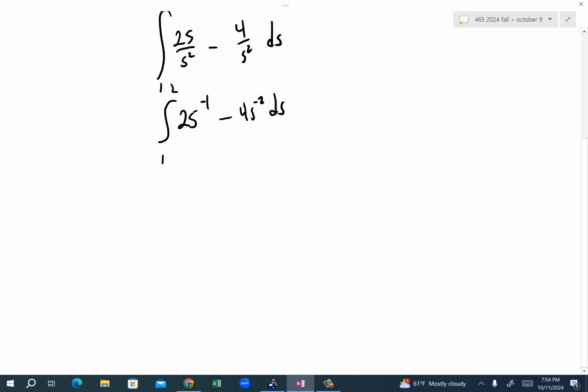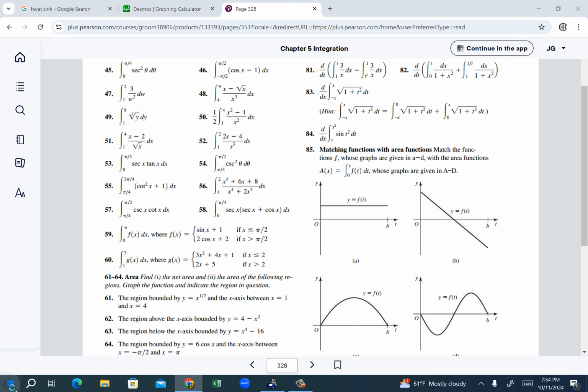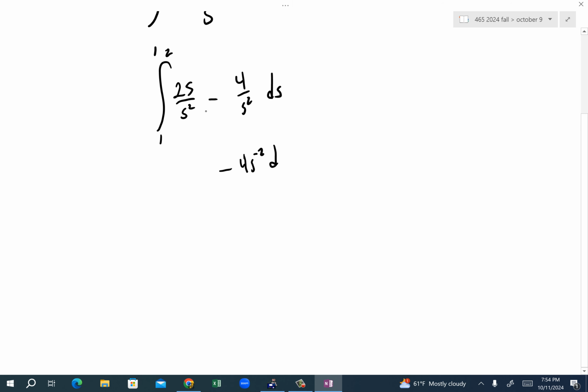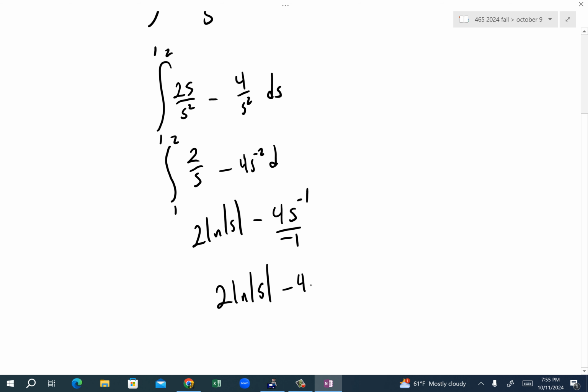So technically I should probably just leave this as 2 over s. That's an easier way to see this. That's the same thing as saying 1 over x, right? Well, the antiderivative of 1 over x is the natural log. So this is 2 ln of s. Minus, now this, we add 1 to the exponent, so this is 4s to the minus 1 over minus 1. That's 4 over s. And then you just simply evaluate it from 1 to 2.